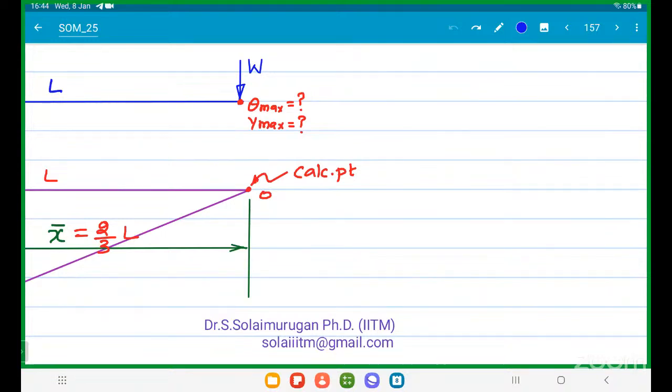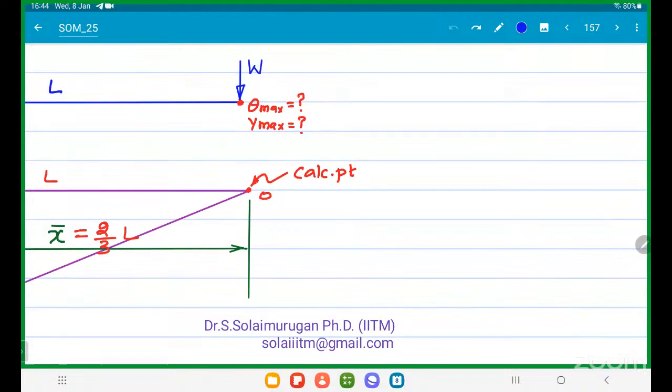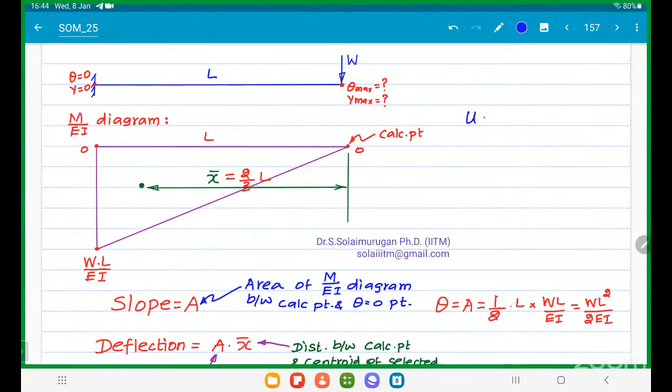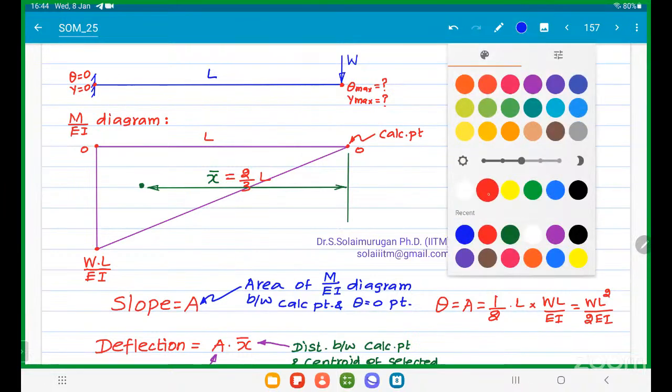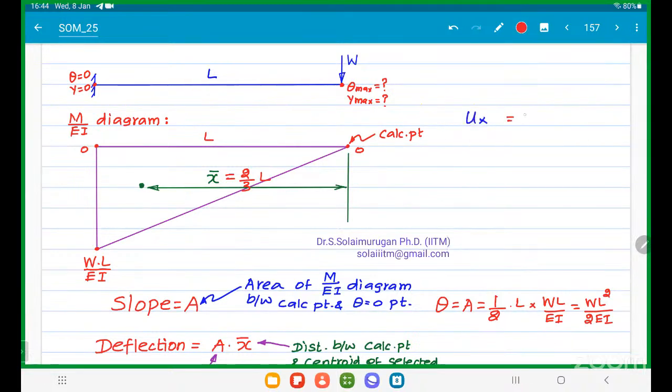Ux, Uy, theta, is it correct? Sir, in engineering mechanics we studied Ux. That is nothing but deformation, del L. Then Uy, you studied, right? Vertical displacement. That is nothing but deflection in the y direction, the deflection of the beam.